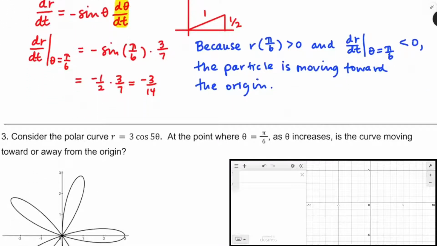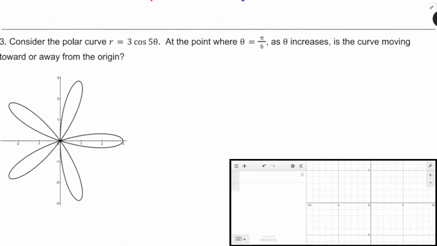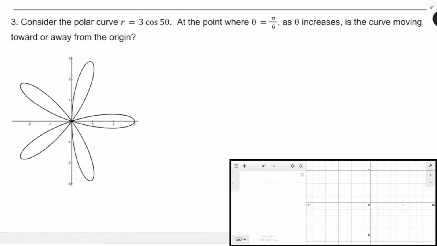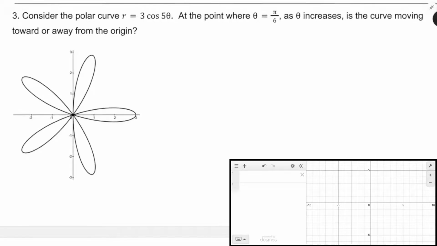All right, now number 3, consider the polar curve r equals 3 cosine 5 theta. At the point where theta equals pi over 6, as theta increases, is the curve moving toward or away from the origin? All right, so that's kind of the same consideration. We're going to be considering both the sign of r and dr d theta.